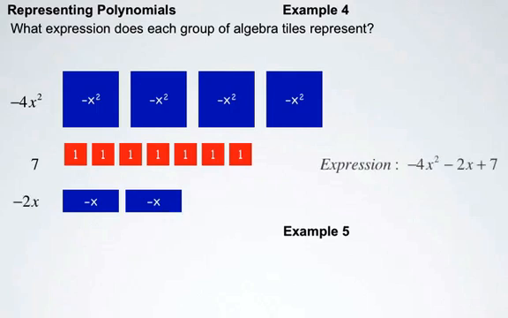So then the polynomial to represent this grouping is negative 4x squared minus 2x plus 7. We write it in descending order of powers. X squared is the highest power, it goes first. X, or x to the first, is next, followed by our constant.